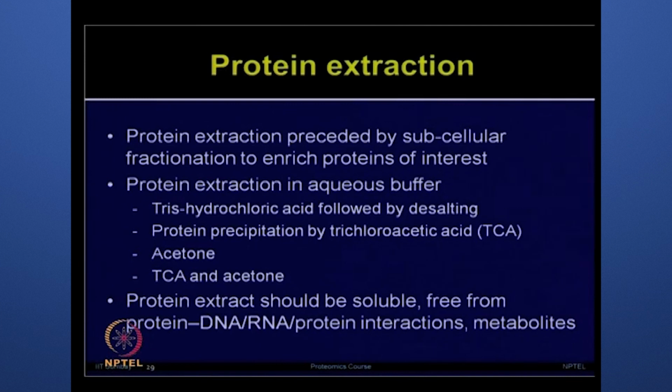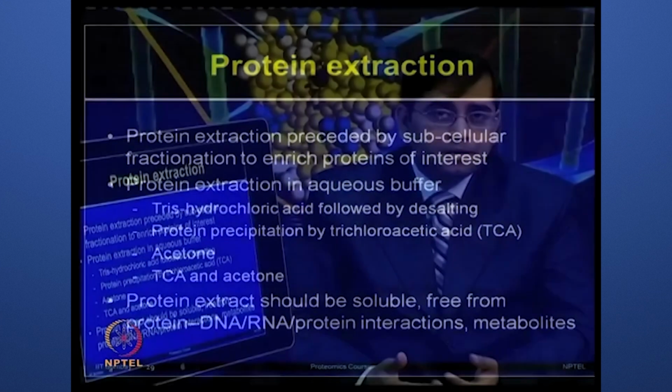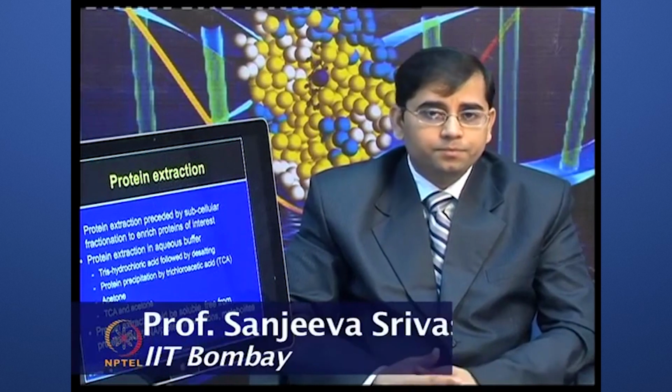For protein extraction in aqueous buffer, one can follow different procedures: either use Tris hydrochloric acid followed by a desalting method, protein precipitation by trichloroacetic acid or TCA, or acetone alone, or trichloroacetic acid and acetone. I will give you more specific compositions and recipes when I talk about specific examples of how to perform protein extraction for serum, bacteria and plants.